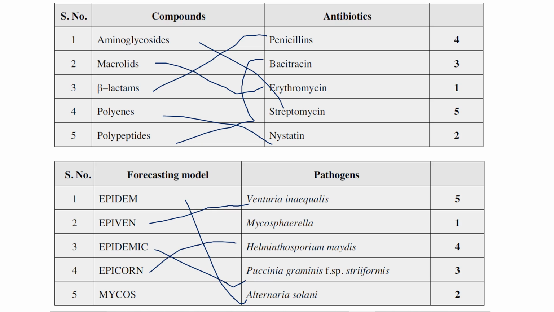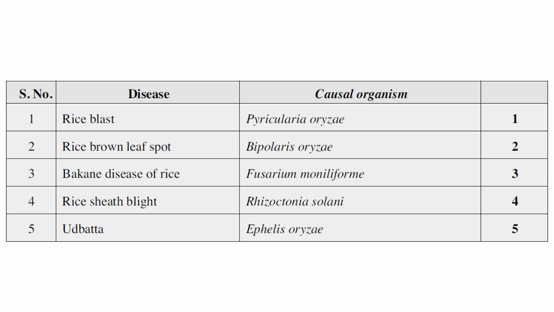EPICORN is related to Helminthosporium maydis, that is southern corn leaf blight, and MICOS goes to Mycosphaerella. Rice blast is caused by Pyricularia oryzae, otherwise called Magnaporthe grisea. Rice brown leaf spot is Bipolaris oryzae or Helminthosporium oryzae. Bakanae in rice is caused by Fusarium moniliforme or Gibberella fujikuroi. Rice sheath blight, Rhizoctonia solani; Woodbutt, Ephelis oryzae.